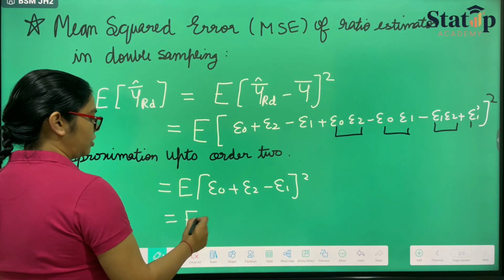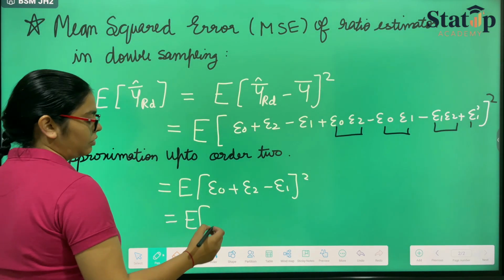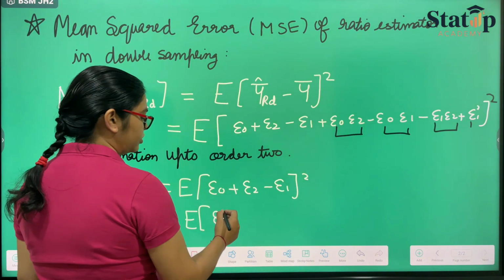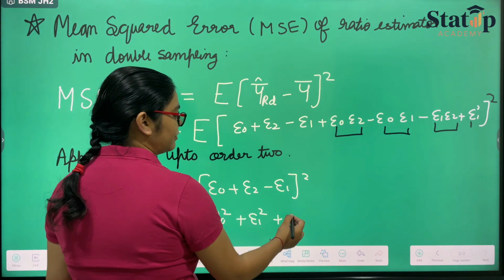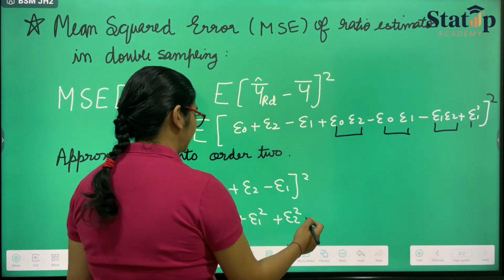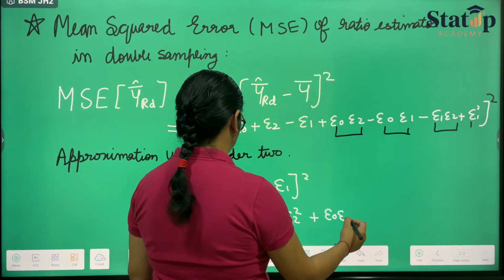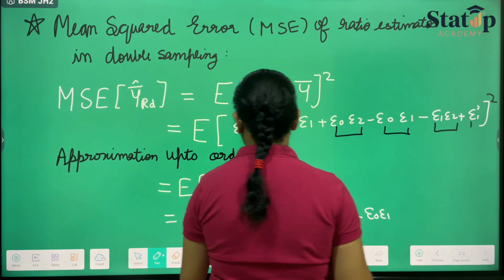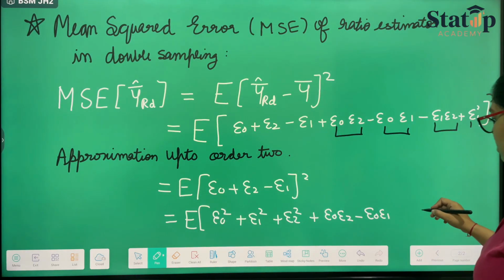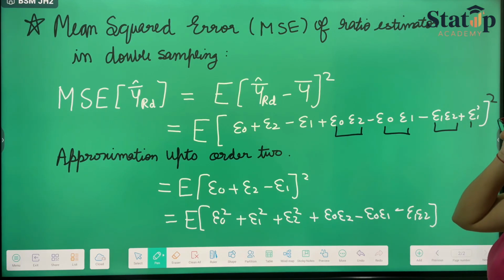So the expectation of epsilon naught plus epsilon 2 minus epsilon 1 whole square is epsilon naught square plus epsilon 1 square plus epsilon 2 square plus epsilon naught epsilon 2 minus epsilon naught epsilon 1 minus epsilon 1 epsilon 2. This will be the square.